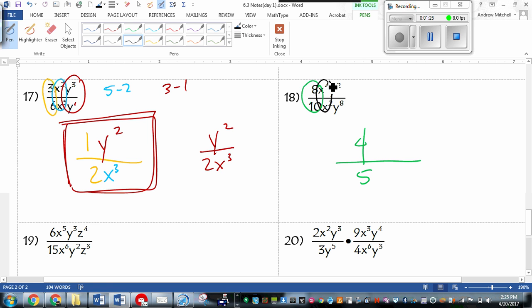Then we want to look at the x's. The bigger x is on top, so that's where x is going to end up. And then we subtract. 4 minus 2, we get x squared.